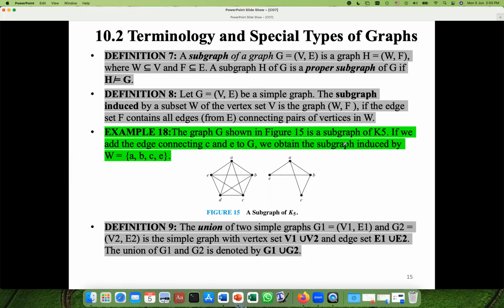What is a subgraph? If you have a graph G, and if you have some subgraph of that graph G, then how can you identify it? You can identify that if the vertices in the subgraph also exist in the main graph, and the edges in the subgraph also exist in the main graph, then you can say that it is a subgraph of that main graph.